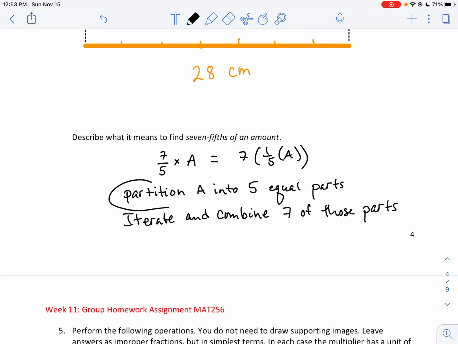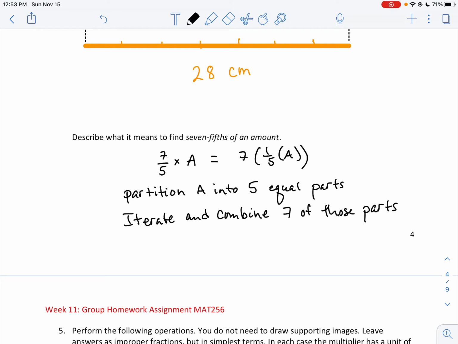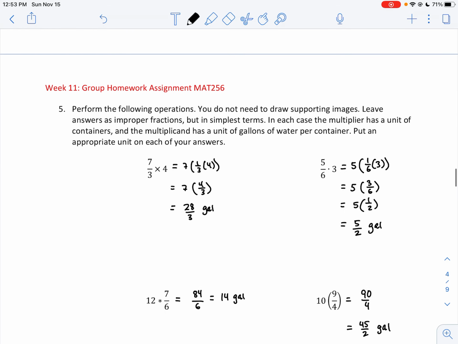It means first you're going to partition A into 5 equal parts, and then iterate and combine 7 of those parts. Think of it as contract and expand. A gets contracted down to 1/5 of A, and then you expand that amount by 7 times. It would be advantageous for all of you to develop that as an instinctive way of thinking about a fractional multiplier as a 2-step process of partitioning followed by iterating. And I didn't see evidence of that in anyone's work, so that's my feedback on that.